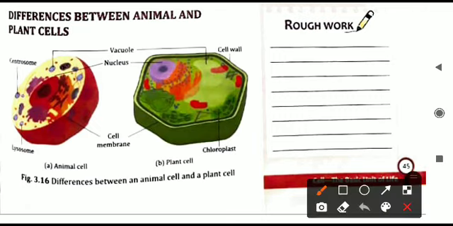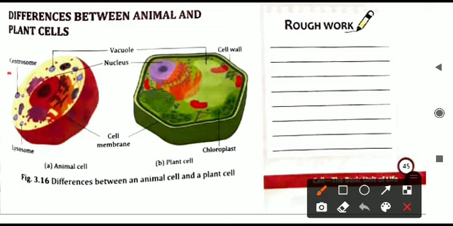Similarly, other parts you can see here, the cell membrane is present in both the plant as well as animal cell, but the cell wall, this is only and only present in the plant cell. It is not found in the animal cells. The cell wall is made up of cellulose.